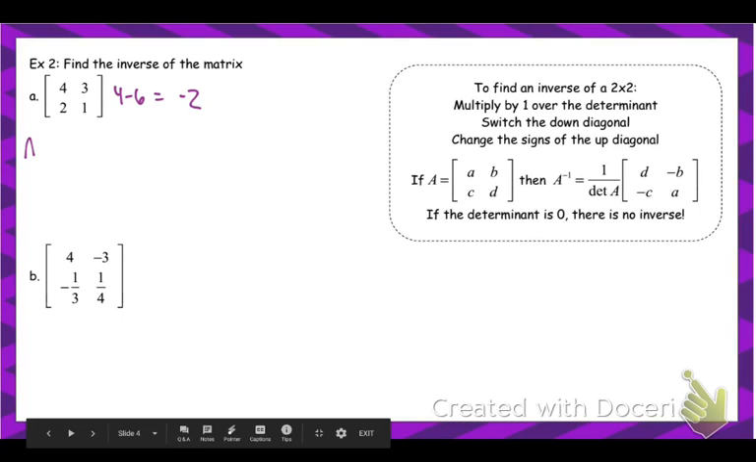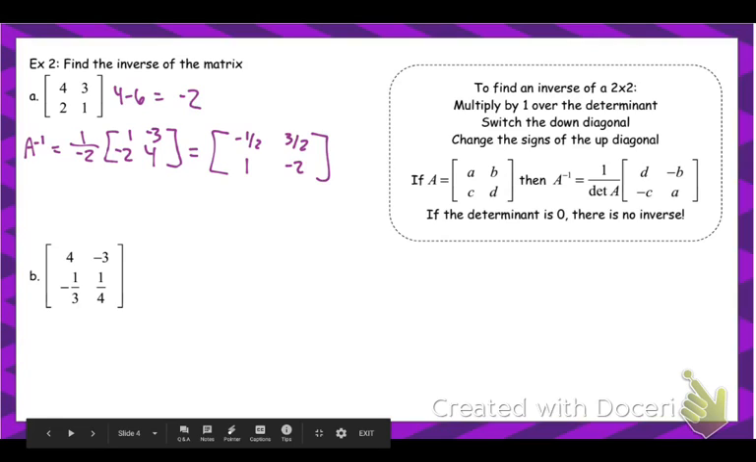What I do to find the inverse is I take 1 divided by the determinant, and I multiply it by a different form of that matrix. I flip that top diagonal, so A and D switch places, and then I change the signs of the other two. So A and D get flipped, so that becomes 1 and 4, and it becomes negative 2 and negative 3. Then I can multiply those by that scalar, negative 1/2. So negative 1/2, 1, 3/2, negative 2. So that's the inverse of that matrix.